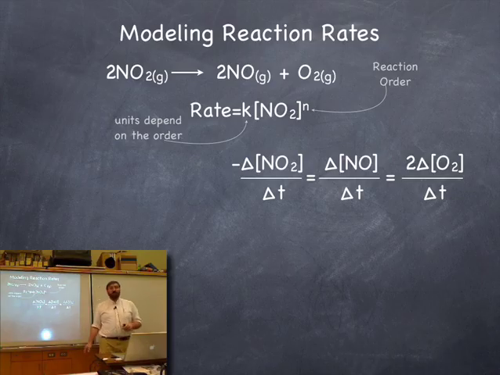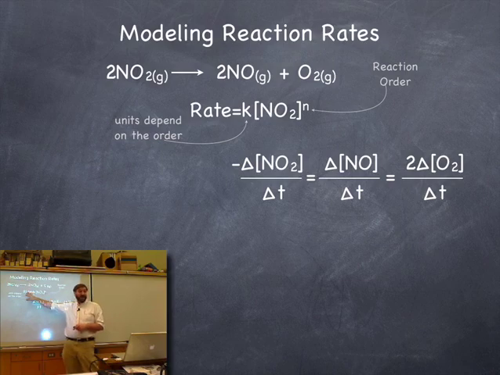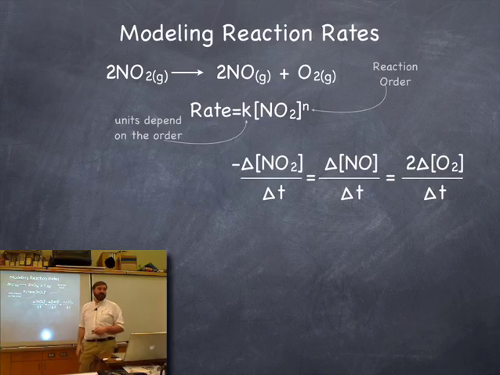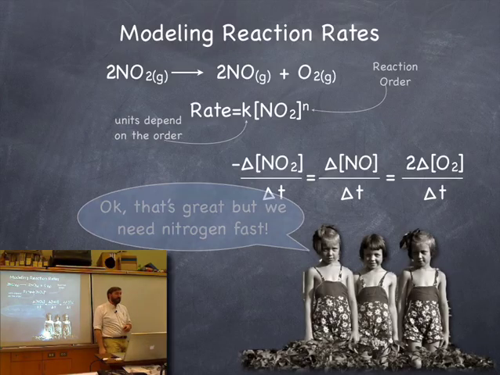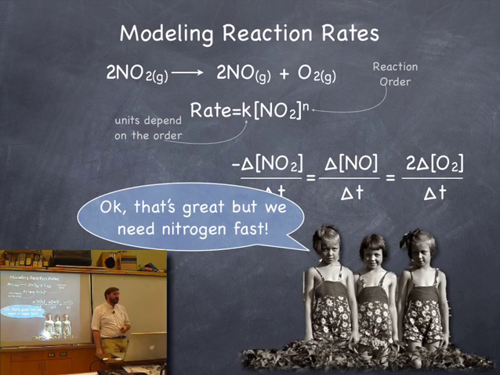So, what we need to do is we need to be able to empirically, that is from experimental data, figure out this rate law. We need to be able to figure out K. We need to be able to figure out the order of the reaction. We need to be able to calculate those things so that we can make sure that we're producing the fertilizer fast enough so that they can grow their plants.